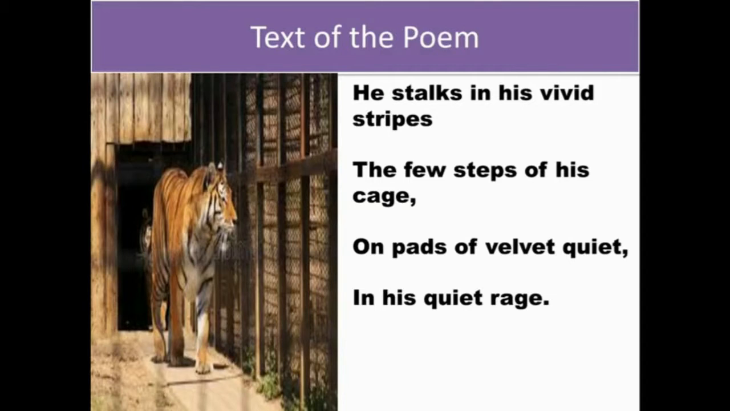The poet has conveyed that the tiger moves up and down in his cage. He is full of rage, full of anger, but is quiet. Why? Because he knows that he is helpless here. Where? In the zoo. He can't do anything. He can't come out of the cage, because he is caged in the zoo.